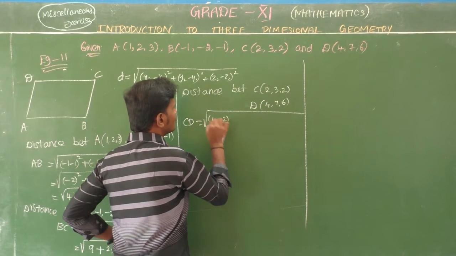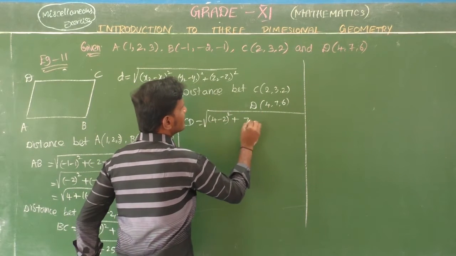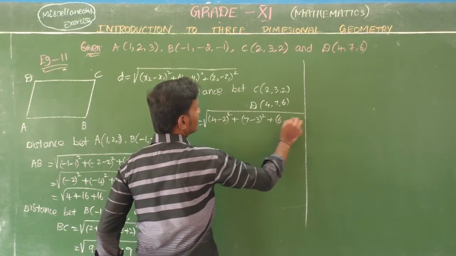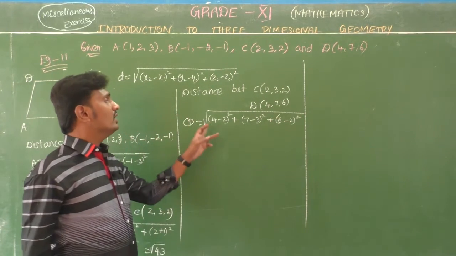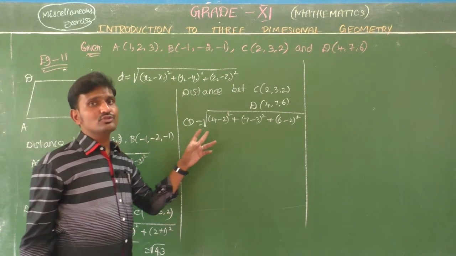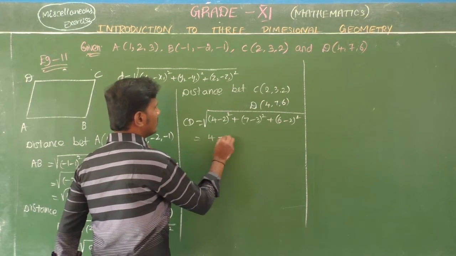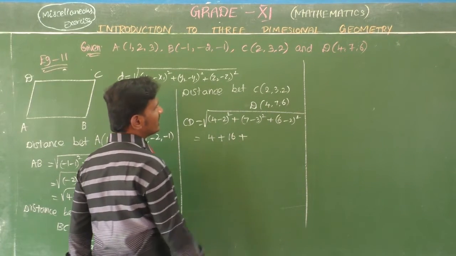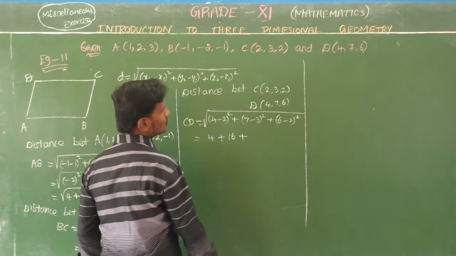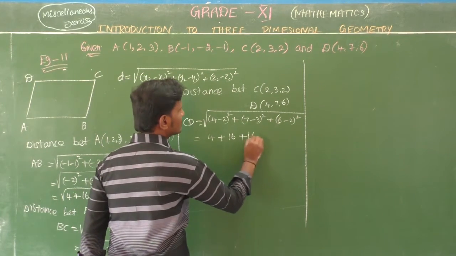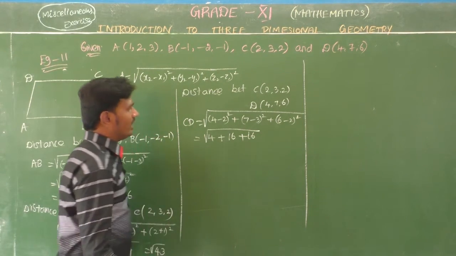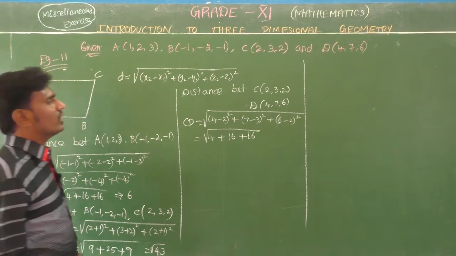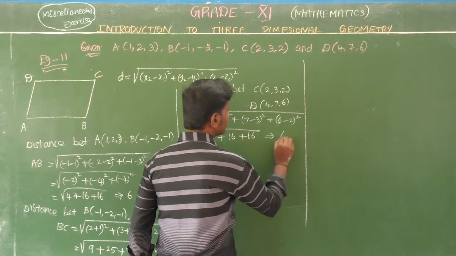So (4 minus 2) the whole square plus (7 minus 3) the whole square plus (6 minus 2) the whole square. Okay. Now tell me, 4 minus 2 the whole square, what will come? 2 square, so that is 4. Plus 7 minus 3 the whole square is 4 square, so 4 4s are 16. Plus 6 minus 2 the whole square is 4 square, that is also 16. So 16 plus 4 already we know that is 36. The square root of 36 is 6.